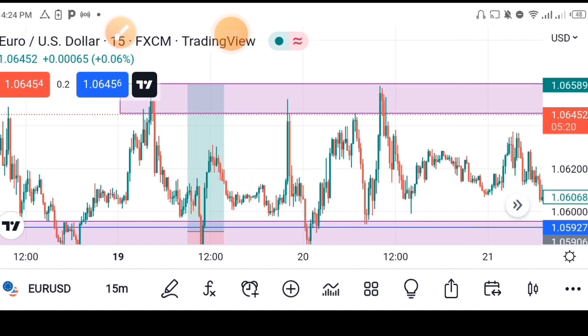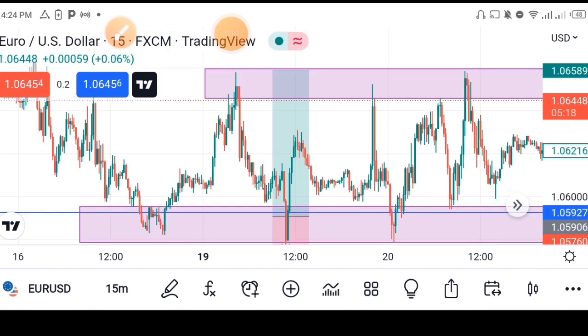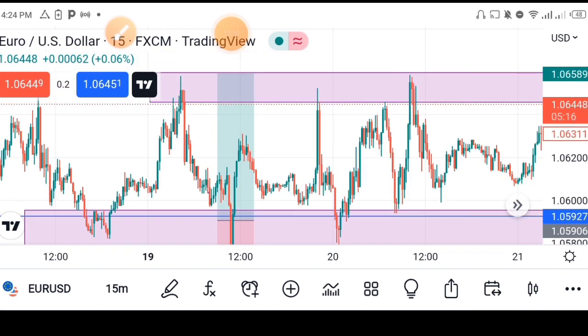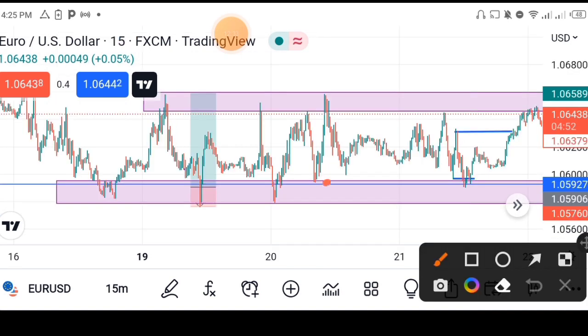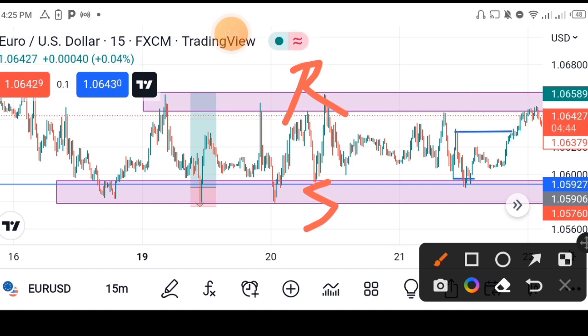So yeah, this is it, guys, you have it here. This is my support and my resistance. So this is my support zone and this is my resistance zone. So ideally what they mean is you are going to be buying at the support and you'll be selling at resistance. This is the range method.